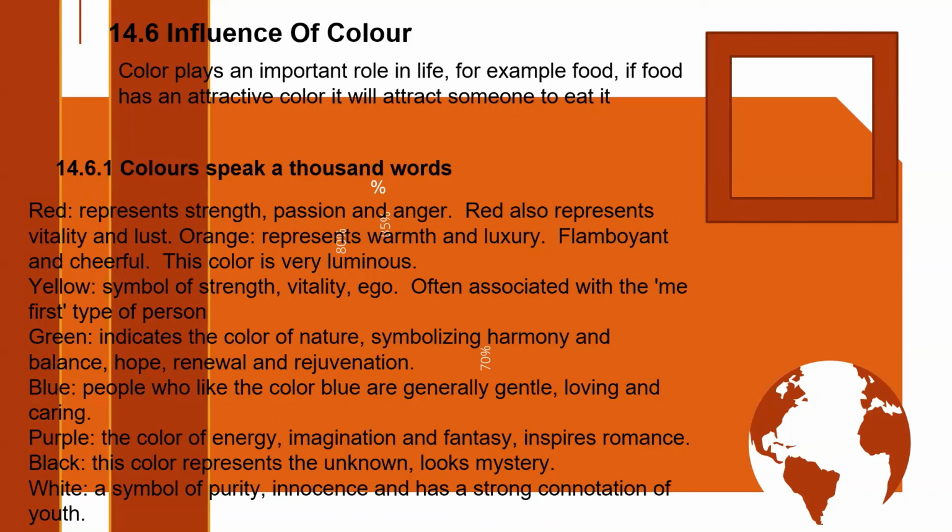Red also represents vitality and lust. Orange represents warmth and luxury, flamboyant and cheerful. This color is very luminous. Yellow, a symbol of strength, vitality, and ego, often associated with the me-first type of person. Green indicates the color of nature, symbolizing harmony and balance, hope, renewal, and rejuvenation.